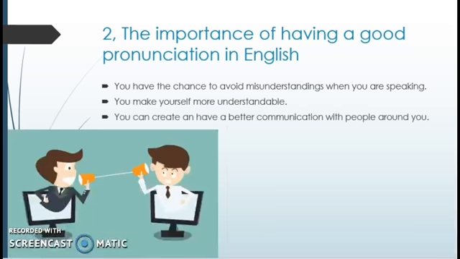We're going to talk about the importance of having a good pronunciation in English. The first thing you need to know is that when you improve your pronunciation, you have the chance to avoid misunderstandings when you're talking. At the same time, when you improve it, you make yourself more understandable, which is better since you can create and have a better communication with people around you.